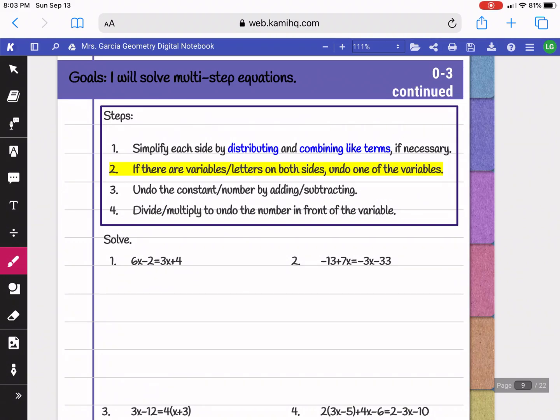Okay, we're going to continue with solving multi-step equations. This time, we're going to do examples that have variables or letters on both sides. Our first step is still going to be to simplify each side if we have to distribute or combine like terms. But then if there is another variable on another side, we have to undo that before continuing to solve.